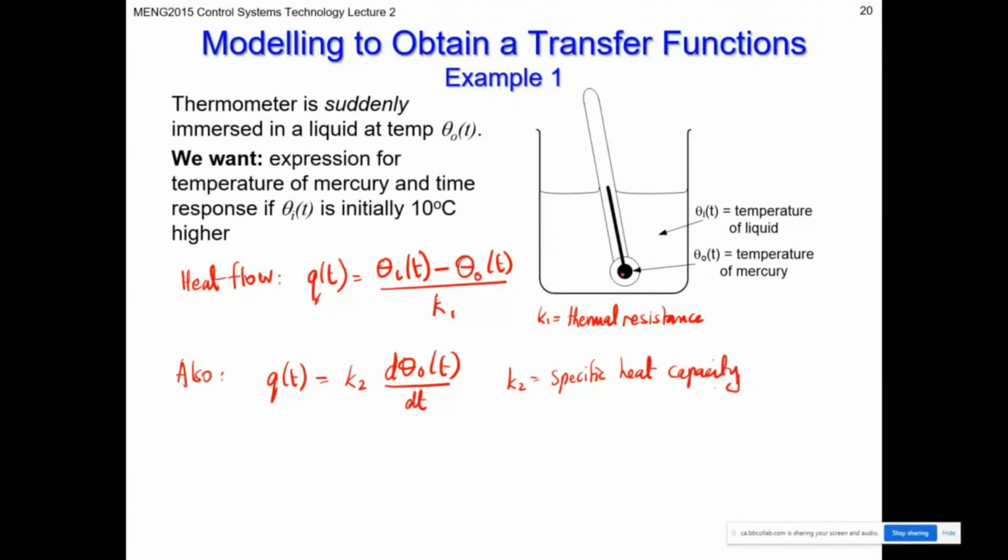Right, so heat is being injected into the mercury, and the specific heat capacity will determine how fast the temperature of that mercury rises. So now we have a system of equations we can use. One of these equations is the differential equation. So we can combine these because they're both different expressions for heat flow Q of t. So we can actually equate these equations if we want to. So let's do that first with the time-based equations.